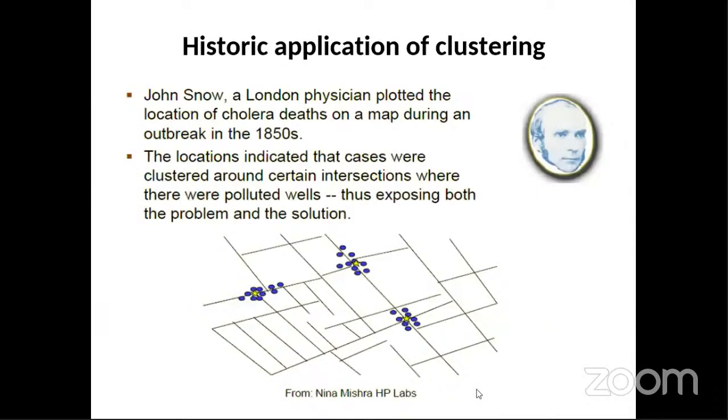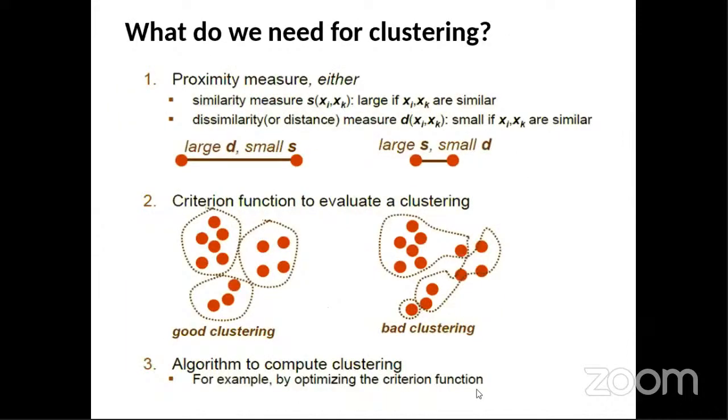If we talk about the historic application of this clustering technique, in the 1850s there was a massive outbreak of cholera, and a London physician was able to plot the location of all these deaths, and the locations indicated that the cases were clustered around certain intersections where there were some polluted wells, and that exposed the problem as well as the solution. And then he formulated the theory that the spread of cholera was due to some dirty water. So you can see this was the very first application of clustering, and it was able to sort out the pandemic as well, and then some sort of solutions were proposed.